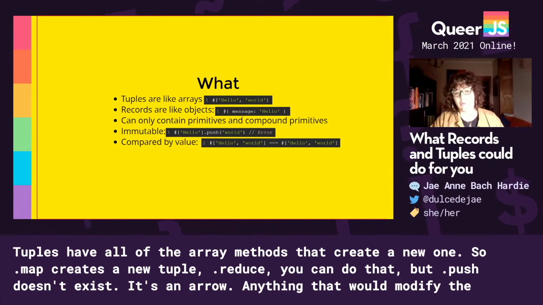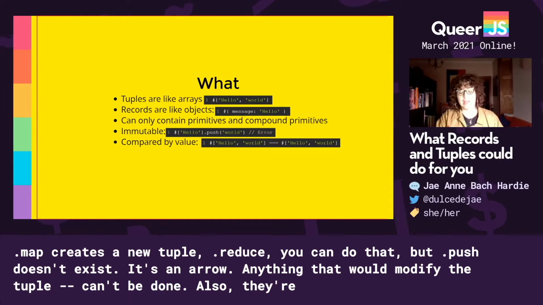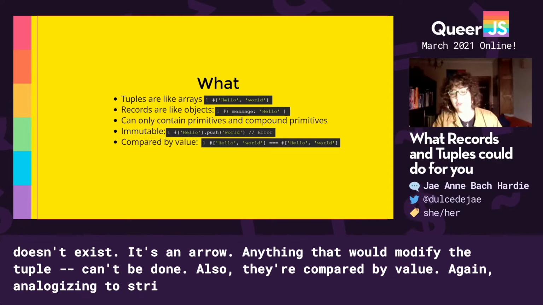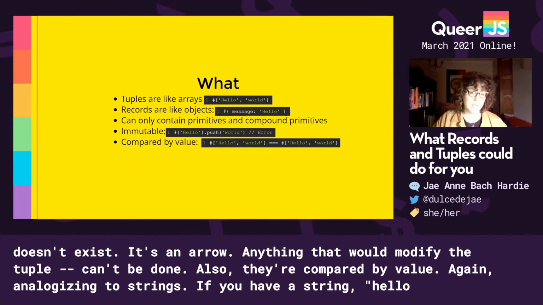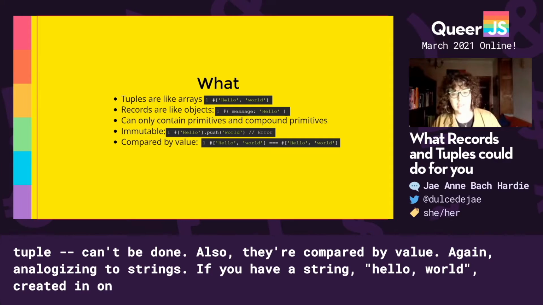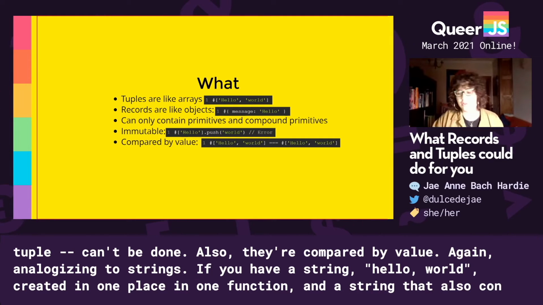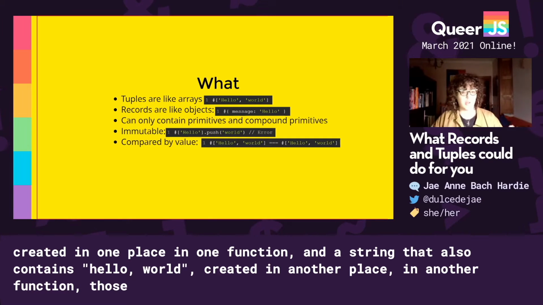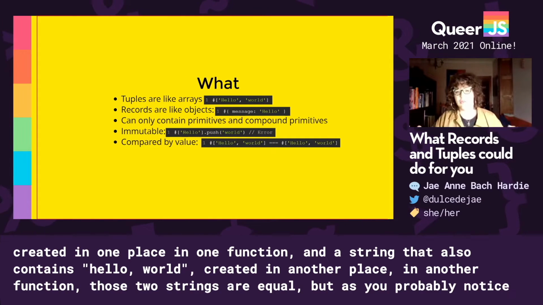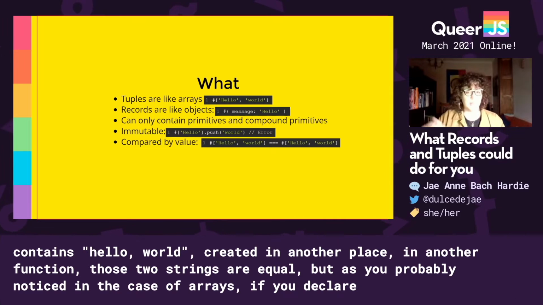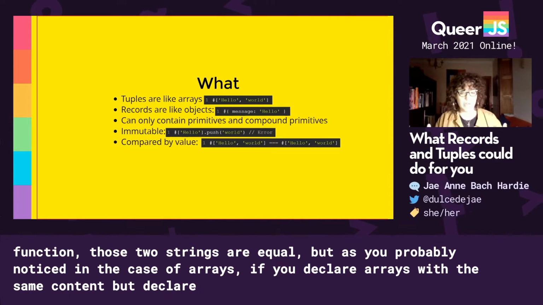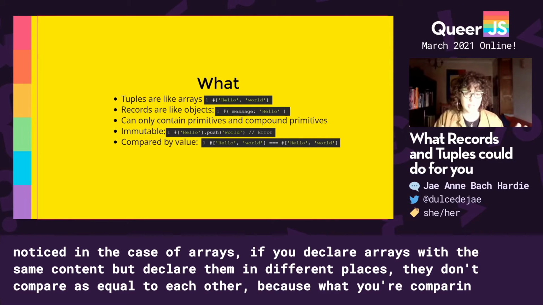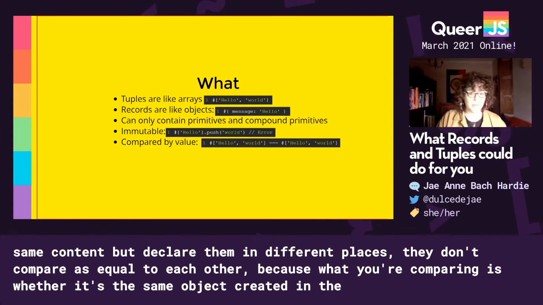Also, they are compared by value. Again, analogizing to strings, if you have a string hello world created in one place in one function, and a string that also contains hello world created in another place in another function, those two strings are equal. But as you probably know, this is not the case with arrays. If you declare arrays with the same content but declare them in different places, they don't compare as equal to each other, because what you're comparing is whether it's the same object created in the same place and time.